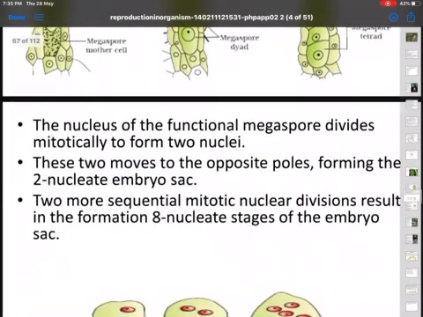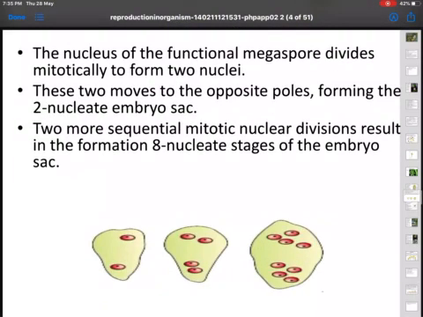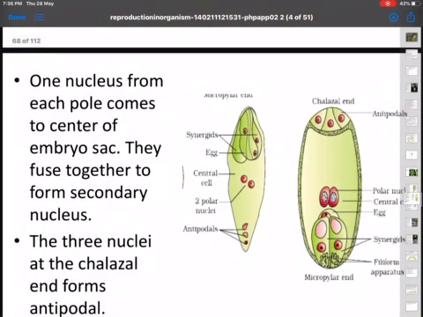The nucleus of the functional megaspore divides mitotically to form 2 nuclei. Now look at the diagram. The functional megaspore, which is formed out of the megaspore mother cell, now divides mitotically. To begin with, the nucleus divides mitotically and forms 2, and these 2 further divide into 4, and 4 will become 8. So the megaspore now has 8 nuclei, as you are seeing in the picture.